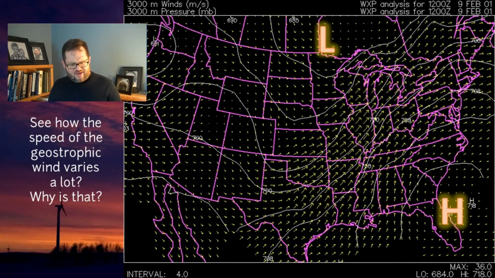And what else I'm noticing on this plot, though, is that, boy, there are vectors that are long and there are vectors that are short. I see that the geostrophic wind is varying a lot from one place to another. Why is that? We didn't yet talk anything about this geostrophic approximation in terms of what it is telling us about the speed of the wind.